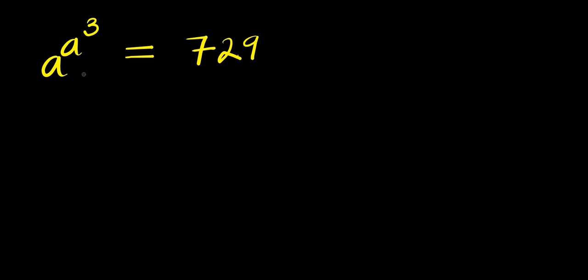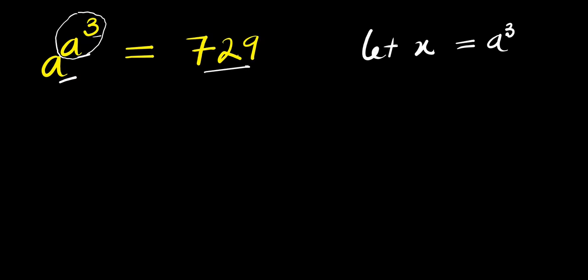Hello, how to solve this: a power 3 equals 729. Solving for the value of a that satisfies this equation. Now, we can let x equals a power 3. So this a power 3 here, you represent it with x.